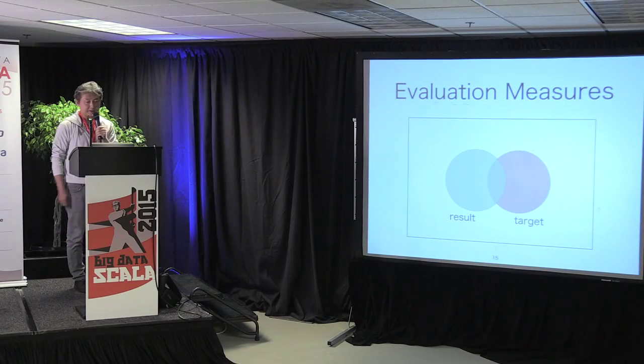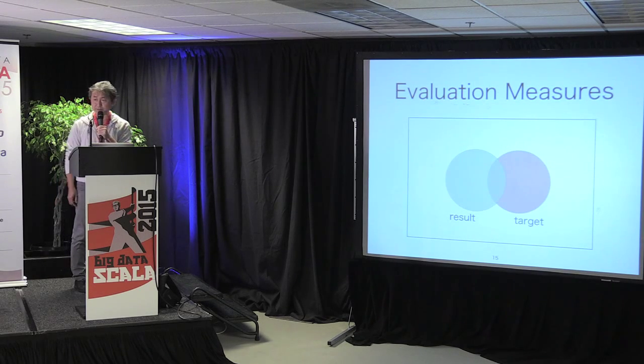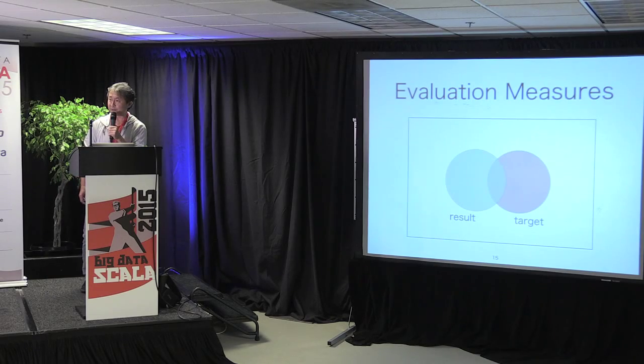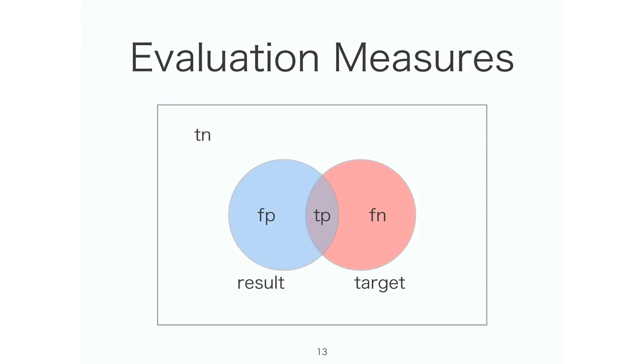So here is a blue circle in the rectangle like this. It covers a part of the target set. As a result, the inside of the rectangle would be separated into 4 sections. The 4 sections are composed of the combination of positive, negative, and true, false.